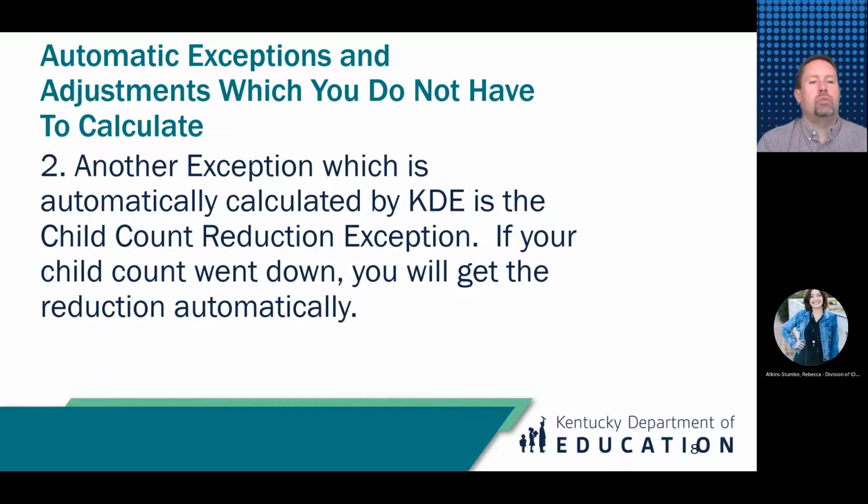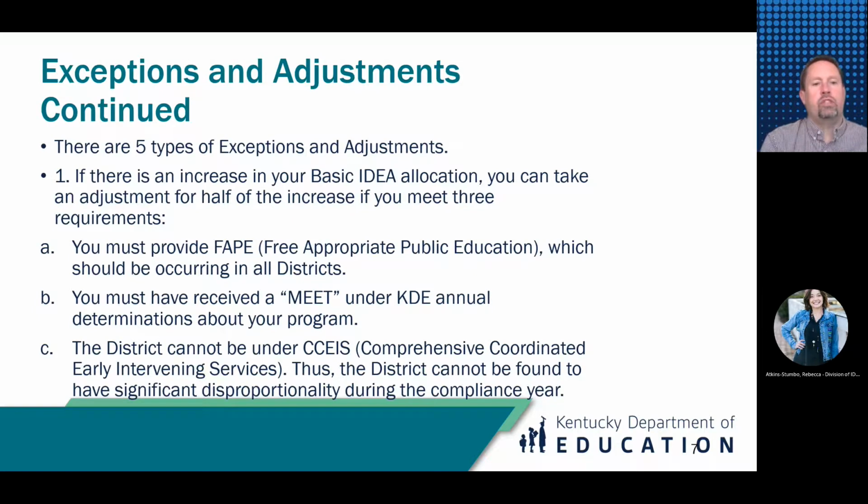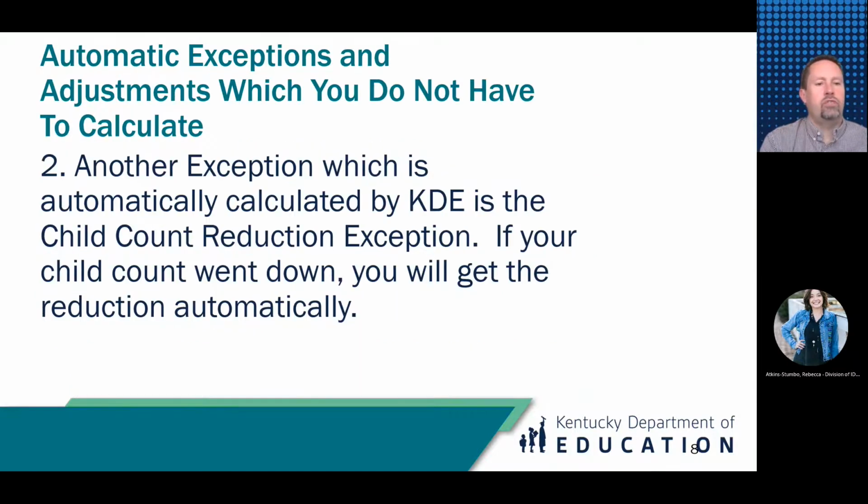The second exception, which is also automatically calculated, is the child count reduction exception. And this one's pretty simple. If your child count goes down, you're going to get that reduction automatically. And this will also show up on your MOE spreadsheet. So you can see that adjustment that I talked about, and also for that previous one, where if there's an increase in your basic IDEA allocation, you can see that. And you can also see if you receive the child count reduction exception on your MOE spreadsheet on the orange tab, on your exceptions tab.